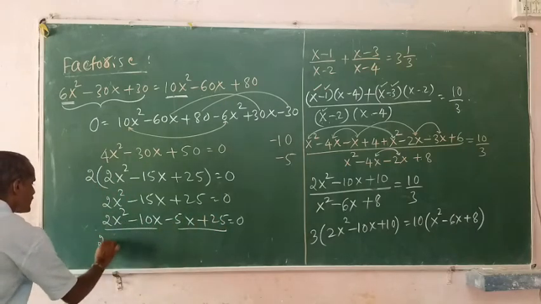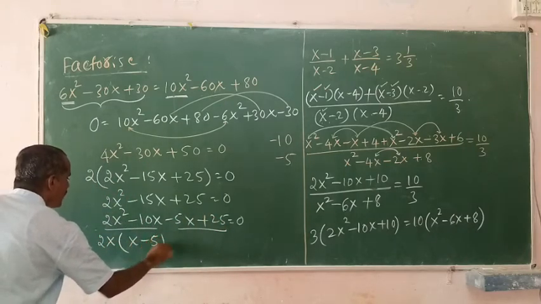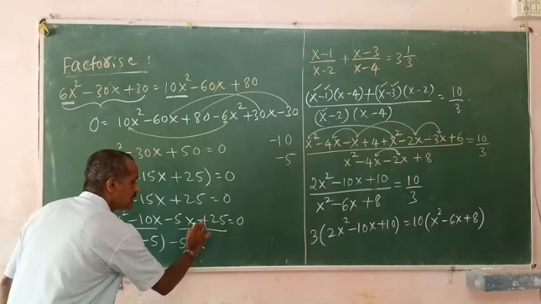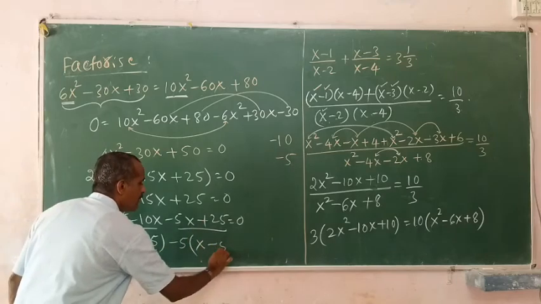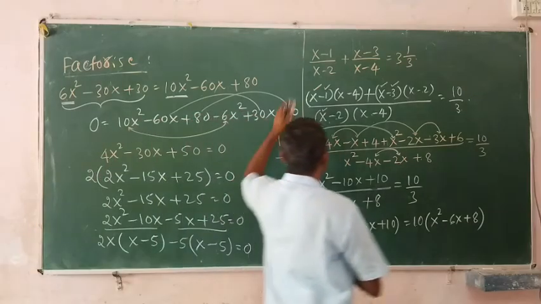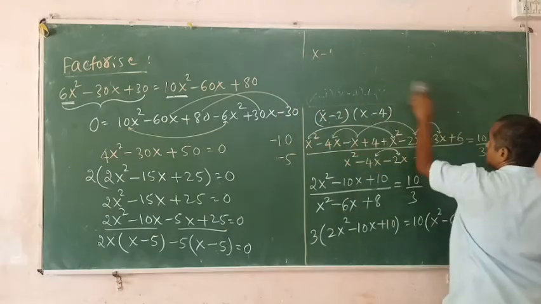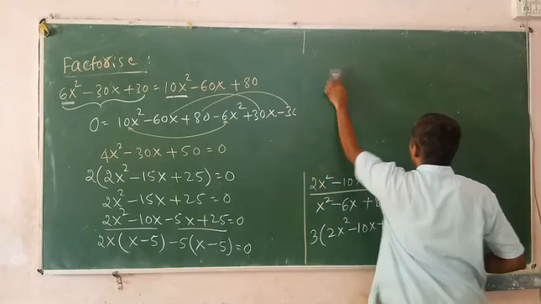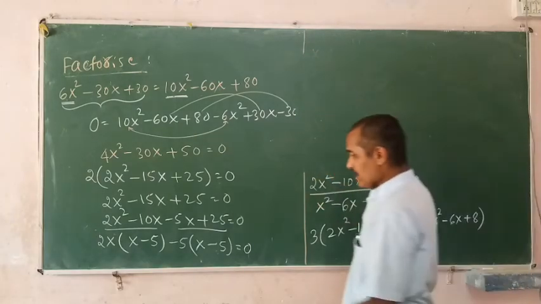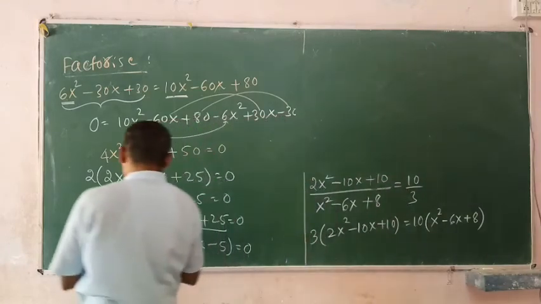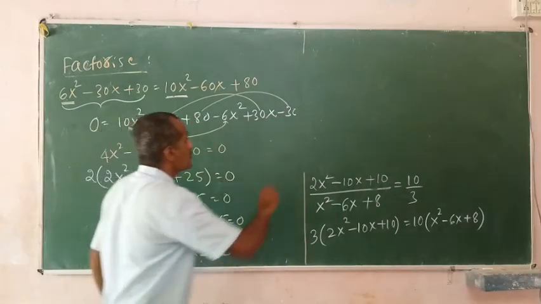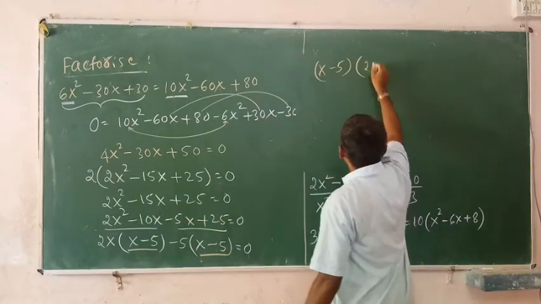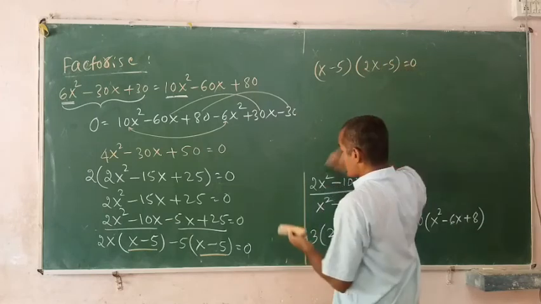Grouping: 2x common, x minus 5, minus 5 common, x minus 5, because minus is common the sign will change, is equal to 0. See, it is a very heavy problem. In the examination they give you 4 marks. Now x minus 5 is a common term. I can write x minus 5 into 2x minus 5 is equal to 0.